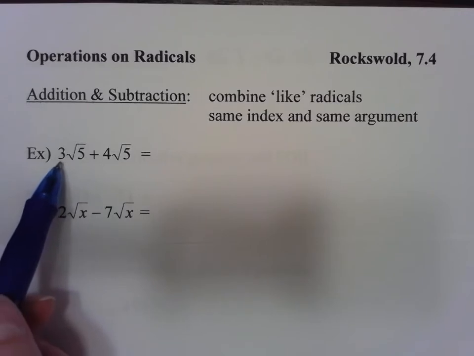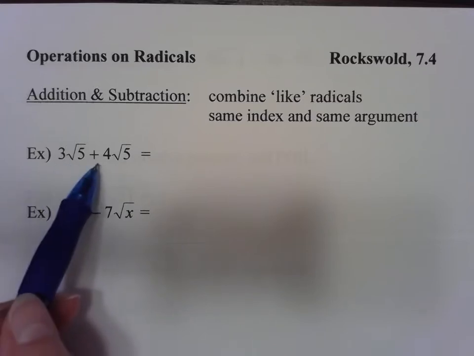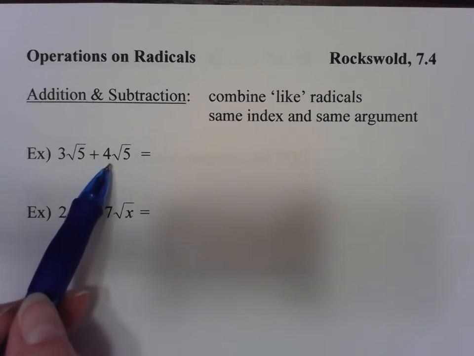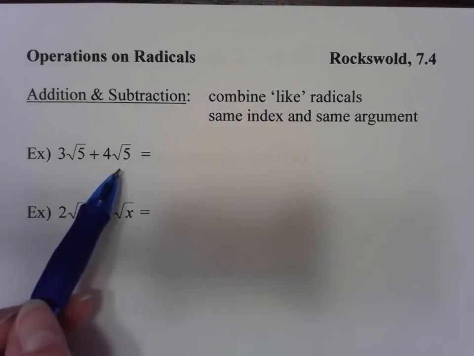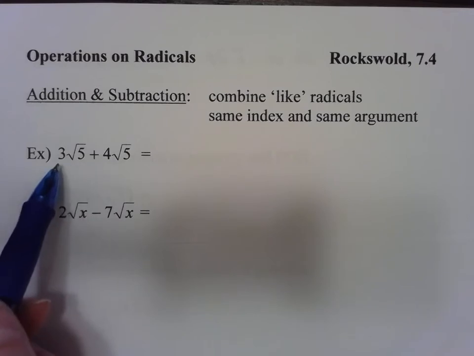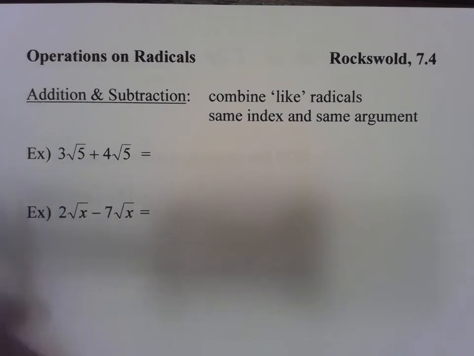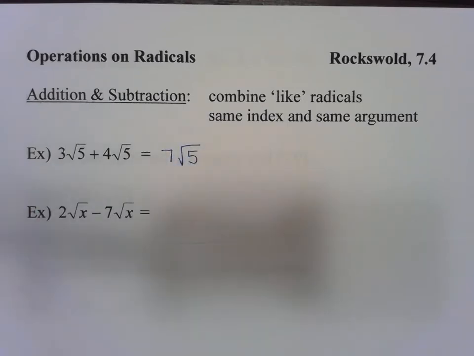Think of this as saying I have 3 square roots of 5. If you think of the square root of 5 like an object, like a coin, I have 3 of those coins, and in a separate stack, I have 4 of those same coins. So if I put them all in one stack, I don't need to worry about the value of the coin right now. I'm just counting how many I have. So I have 3 plus 4, I have 7 square roots of 5. That's the basic idea here.